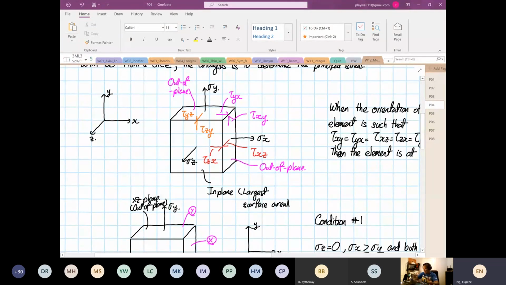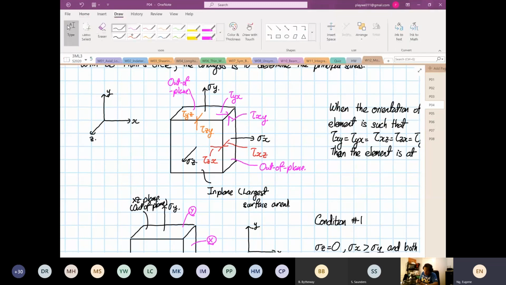So what you see now down here is an element. Now for the element, we have to consider three faces: the plane intersecting the x-axis, the plane intersecting the y, and the plane intersecting the z. Likewise, you have stress x, stress y, and stress z, and then you have your shear xy, shear yx, and so on and so forth. You have your shear xz, shear zx, shear yz. Don't panic, it's not that complicated.